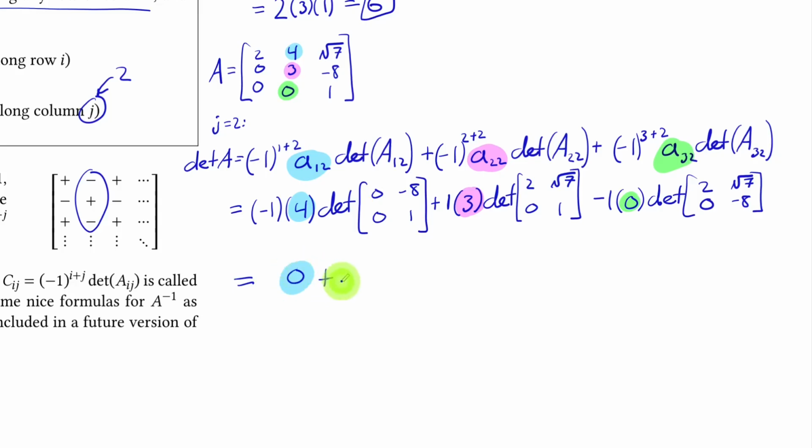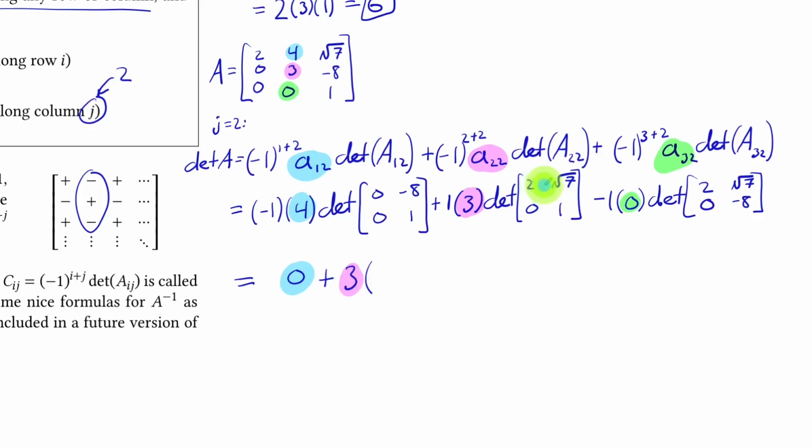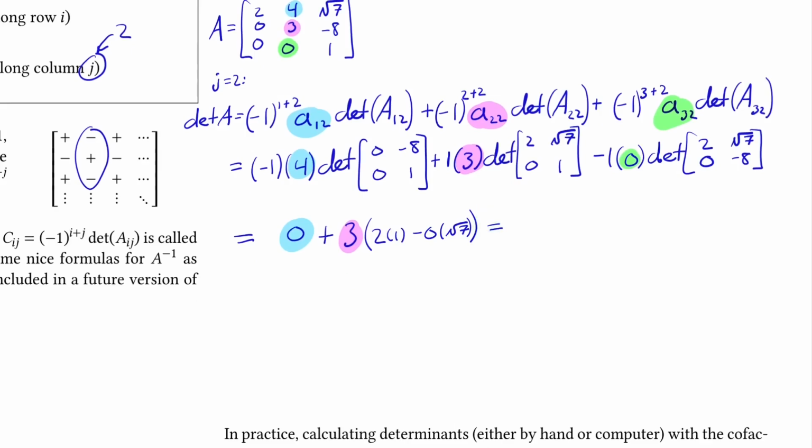And then we have plus 1 times 3 times this determinant. And doing the AD minus BC thing gives you 2 times 1 minus 0 times the square root of 7. And then the last term is also 0. It's minus 1 times 0. So, yeah, this all just works out to 3 times 2 times 1 again.